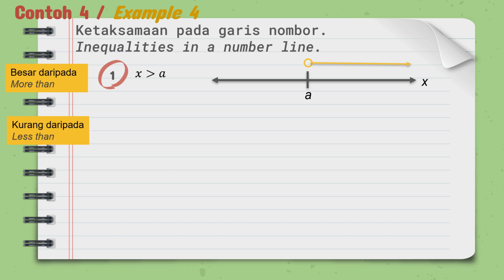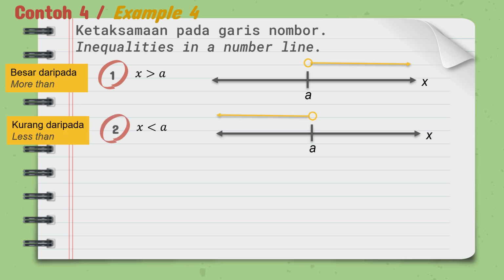And the second case is less than. So we have the inequality symbol like this one, and then we have a specific number. So we have the empty circle here. Since it's less, the arrow will be going in the left direction.